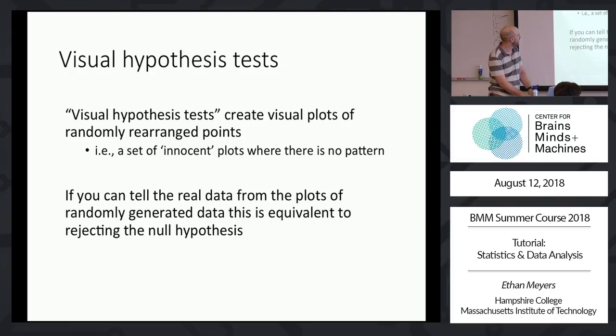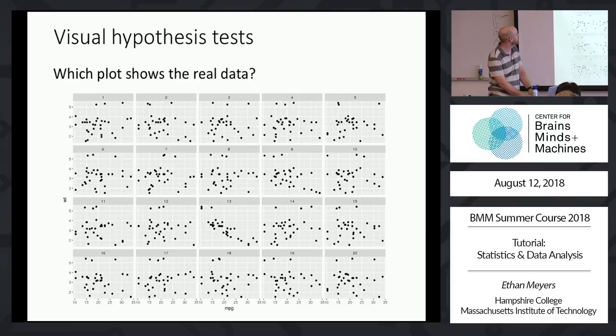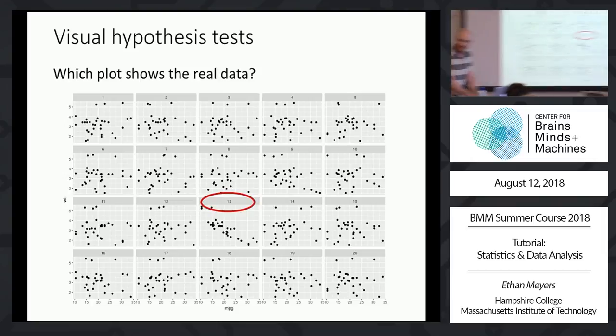I'm going to show you some plots. Let's see. Which is the actual data? Can we tell? Three. What's that? 3-3? Yeah. So that's 13 there. So people see the relationships there.